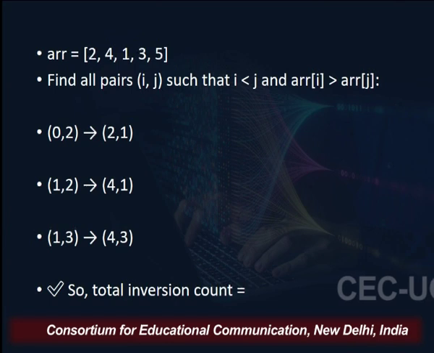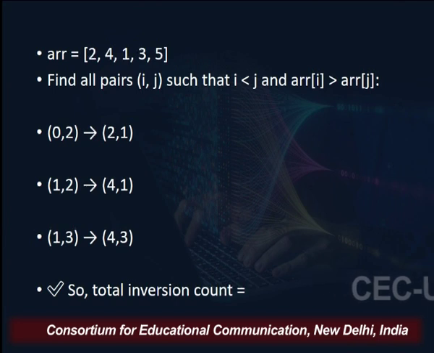The index of 2 is 0, the index of 1 is 2. So, the elements at index 0 and 2 are 2 and 1, and hence there is an inversion. There is no inversion between 2 and 4, because ideally 4 should be on the right of 2. So, between 0 and 1 there is no inversion, between 0 and 2 the elements at index 0 and 2, yes, there is an inversion.